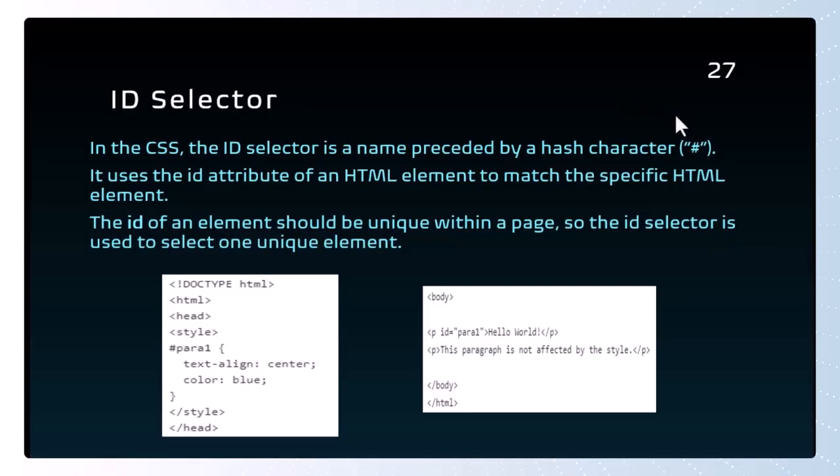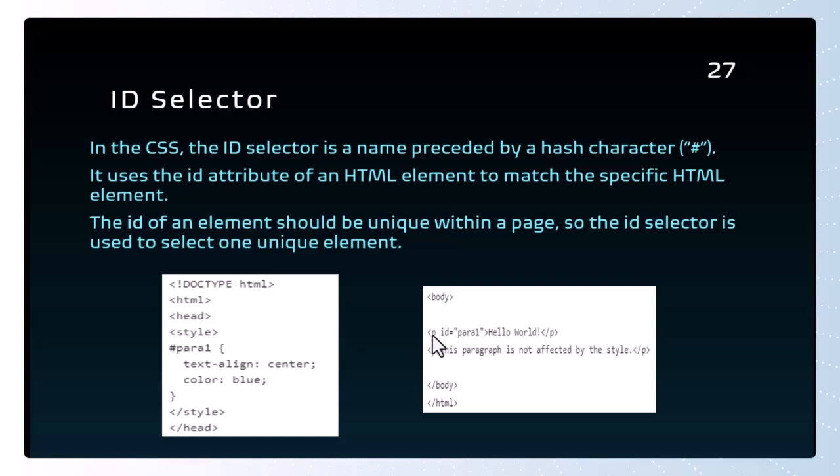In CSS, the ID selector is the name preceded by the number sign, the hash character. It uses the ID attribute of an HTML element to match the specific HTML element. So the ID selector in HTML is for unique. You would only give an ID as unique for that one selector.